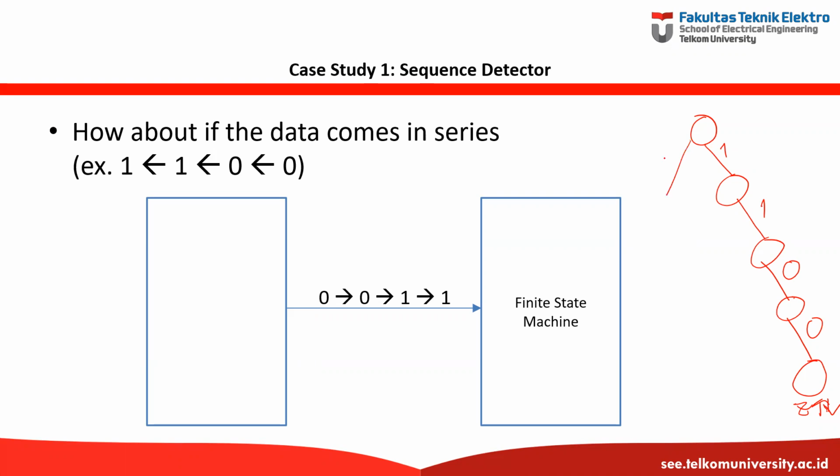How about if the first one is 0? How about the next one is 0? How about the third one is 1? How about the fourth one is 1? Where should we go from here? This is the problem. So you need to understand the situation and think in logic to create the state diagram.